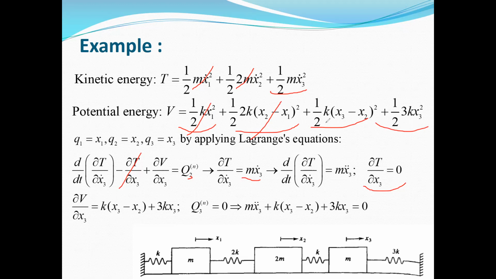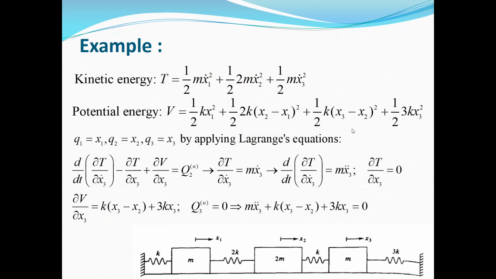The derivative of this term with respect to x3 is equal to 2 times half times k times (x3 minus x2). This 2 will be cancelled out with the half, plus the last term, which is again 3 times k times x3. Now we can substitute these terms into the Lagrange equation and extract the last equation, which is the third equation of motion in your system.